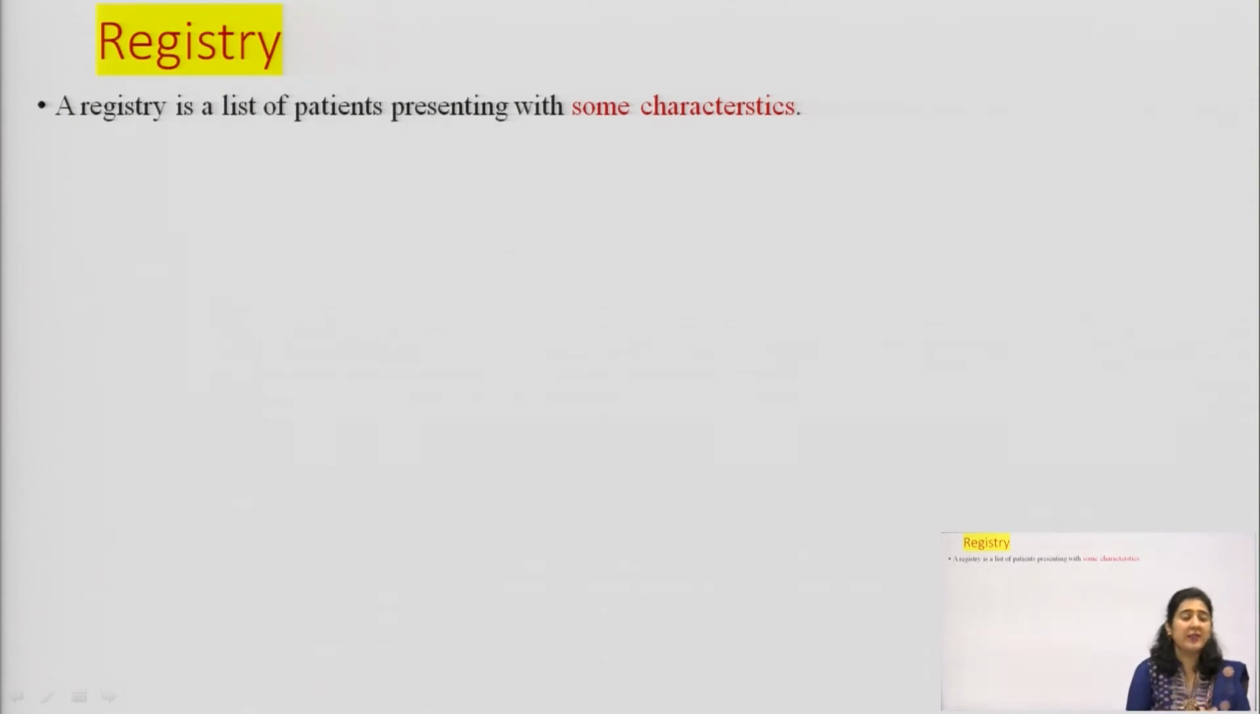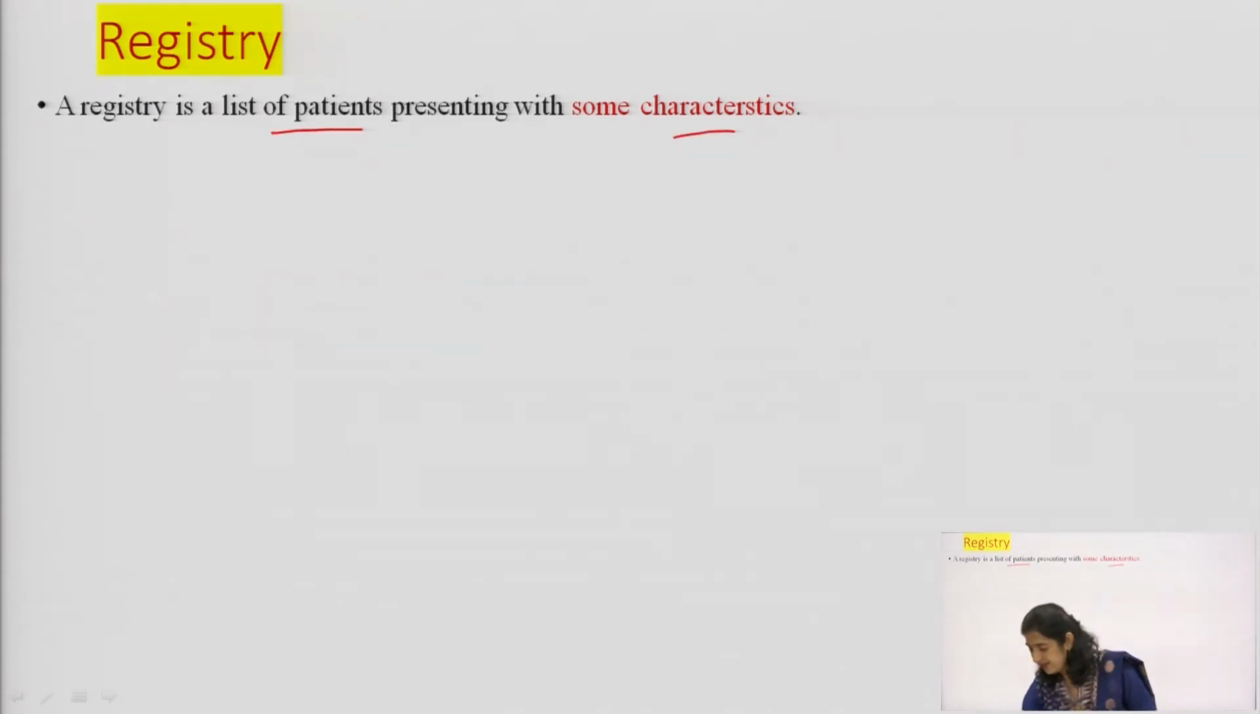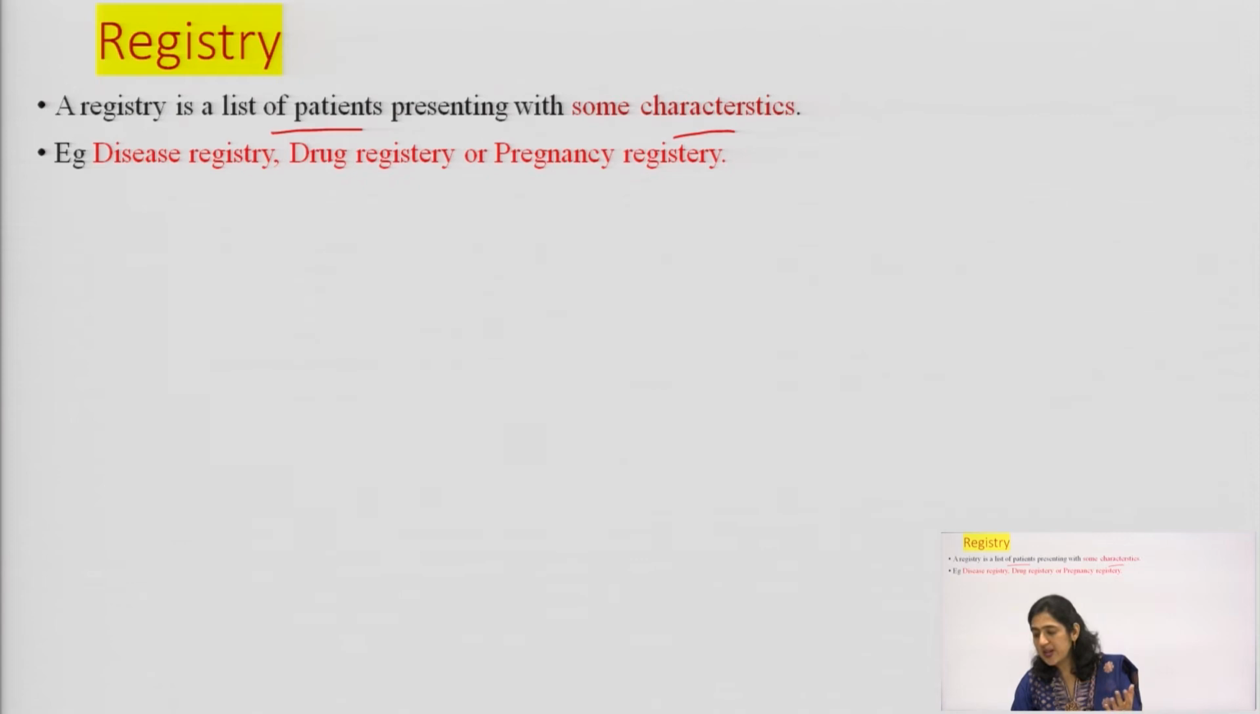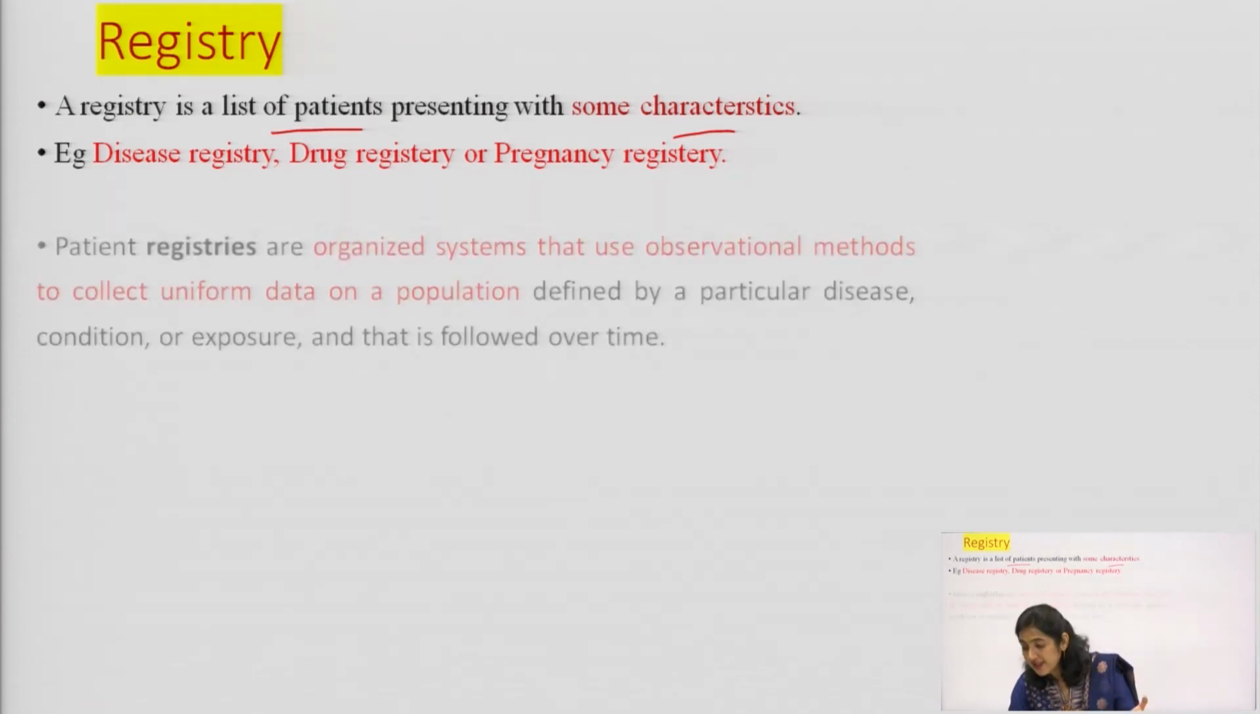Next method of this active pharmacovigilance is registry. What is a registry? It is a register, the way we make an attendance register. What is in this kind of register? A list of patients presenting with some characteristics. So, there can be a disease registry, there can be a drug registry, there can be a pregnancy registry.